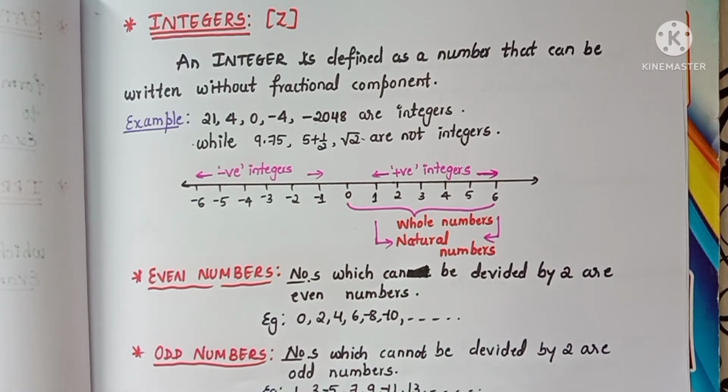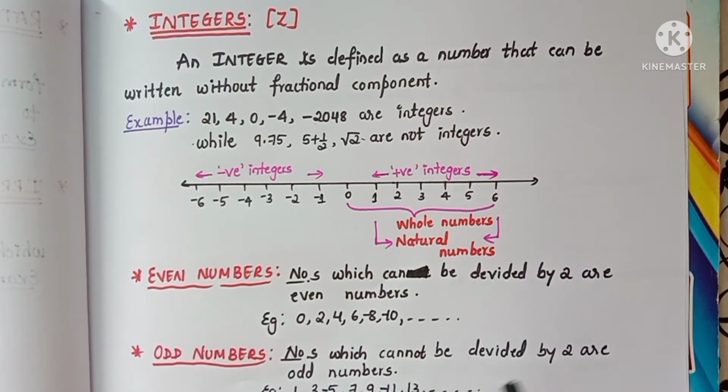Odd numbers. Numbers which cannot be divided by 2 are called odd numbers. For example, 1. Can 1 be divided by 2? No. Can 3 be divided by 2? No. Can -5 be divided by 2? No. Can 7 be divided by 2? No. Therefore, 1, 3, -5, 7, 9, -11, 13 and so on are what? Odd numbers. Odd numbers also may be positive numbers or negative numbers.